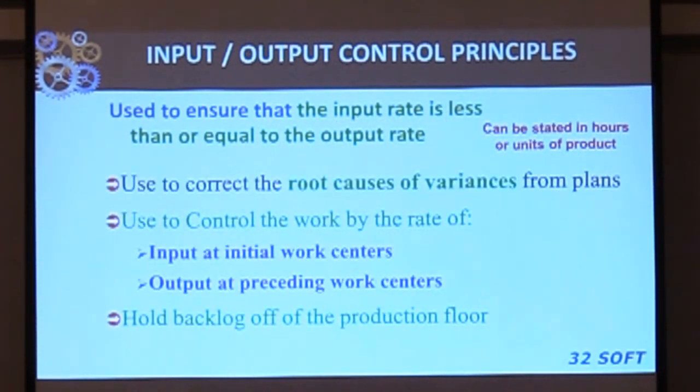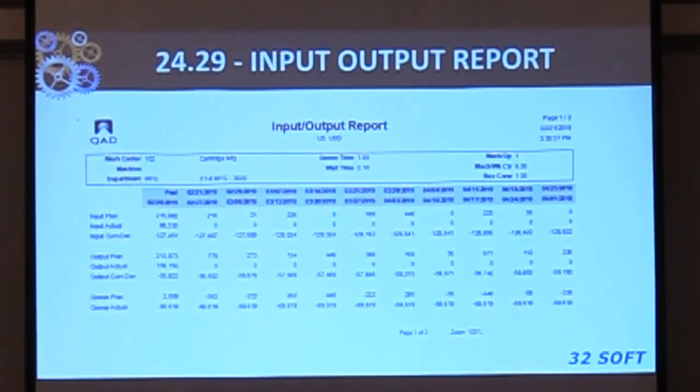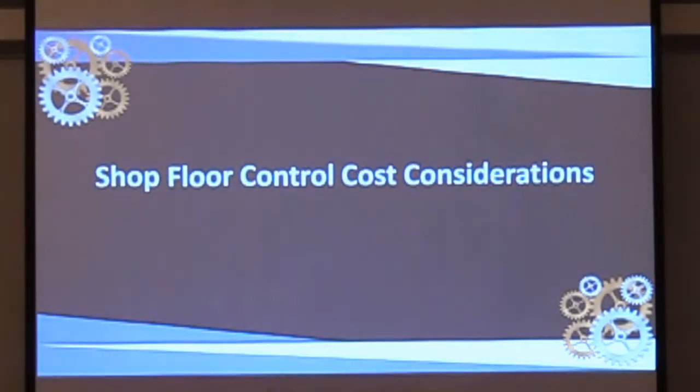It can be used to correct causes of variances, helps you control the rate of input of work orders into the shop, and again, as we said, hold back those work orders on the production floor. Again, QAD has this input-output control report. I remember when I first started to use QAD, J.D. Edwards, SAP, Infor, they didn't have input-output control, but PAM, being Apex certified, had this input-output control. So it's in there and available for your use.